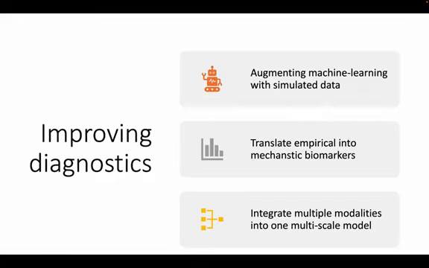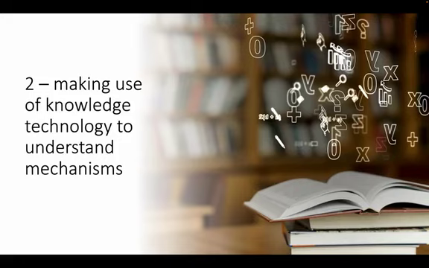So to summarize, we can say that it's possible to improve diagnostics by augmenting machine learning with simulated data from a large-scale brain simulation. It's also possible to translate empirical into mechanistic biomarkers and to integrate multiple modalities into one multi-scale brain model. So, as I've shown you, we can combine many different modalities, as for example here the different PET values, structural and functional MRI, and in the end come up with a parameter that holds larger potential to augment the diagnostics than the single modalities before.